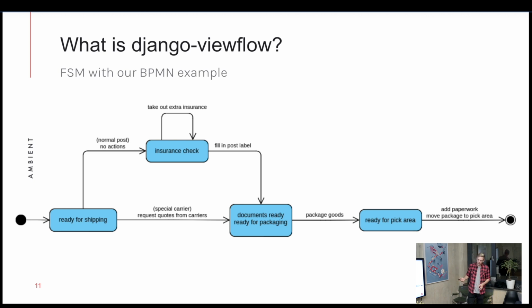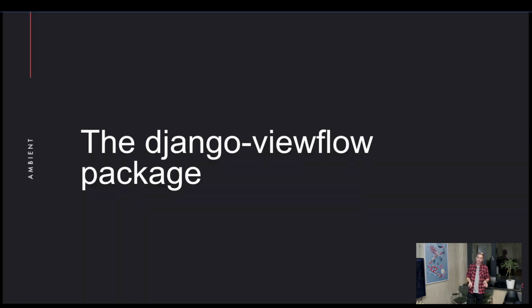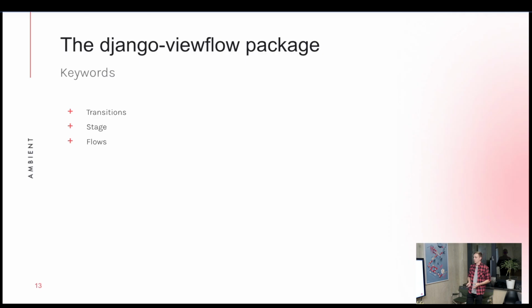Okay, so how does the django-viewflow package play into this, what does it enable us to do? First of all, some keywords that we're going to hear quite a lot on these next slides. We're going to talk about transitions, we're going to talk about stages and flows. I will explicitly explain transitions and flows. Stage, however, I will not explain because stage is kind of the part of everything. Stage plays a part in everything.